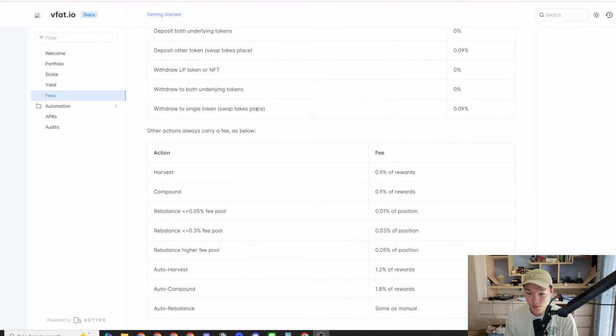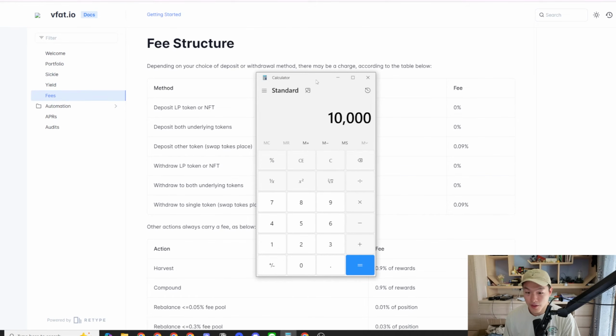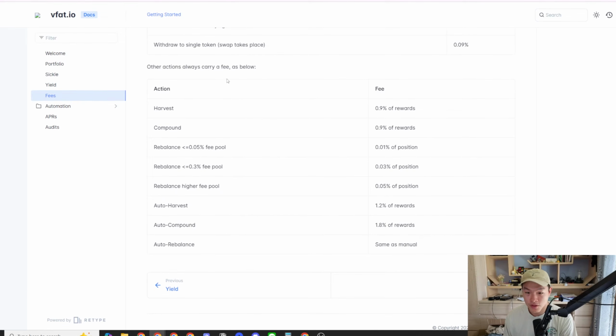But again, if there's a swap that takes place, there's a 0.09% fee. And I believe this fee applies on your total capital. So if you have like $100,000, for example, multiply that by 0.00009, you would pay $90 for vFat to automate this whole process for you. So it's not too bad at all. When you use these other features like harvesting, compounding, rebalancing, these are the fees that they would take. So harvesting and compounding manually, the fees is not that high at all, less than 1% of your reward. Auto harvest, a little bit higher, 1.2%. Auto compound, 1.8%. Still not bad at all.